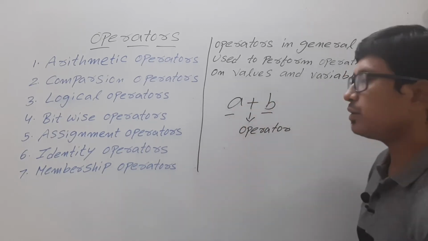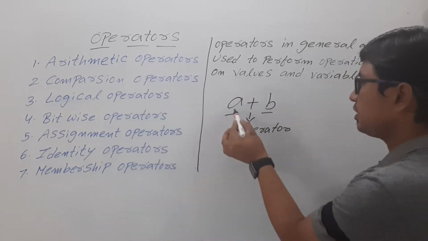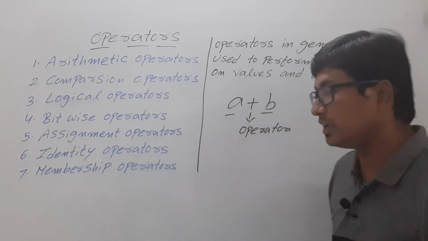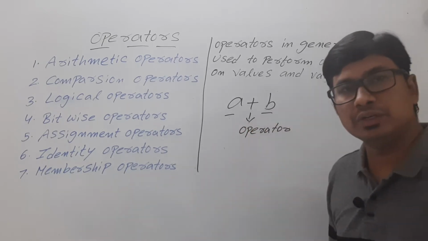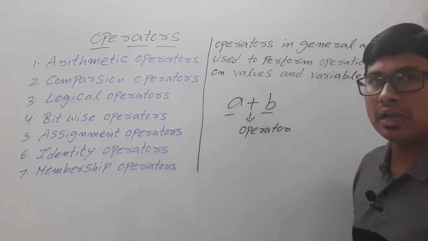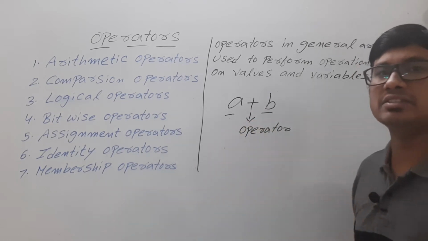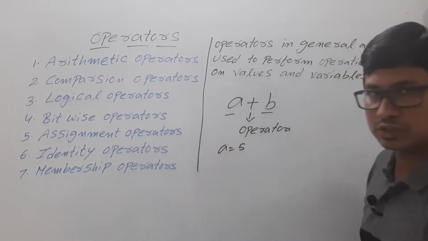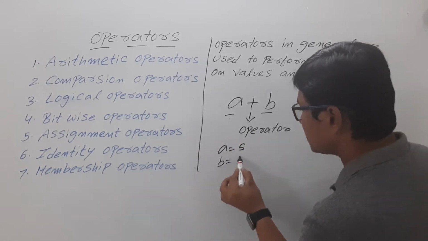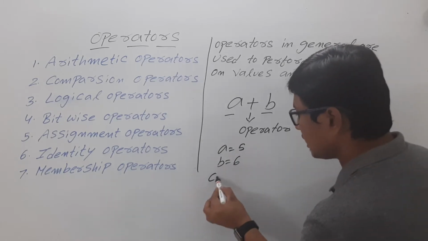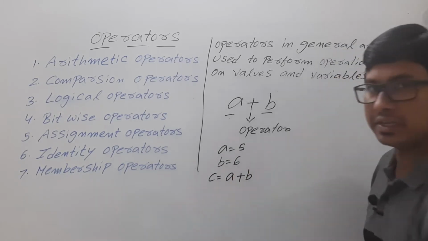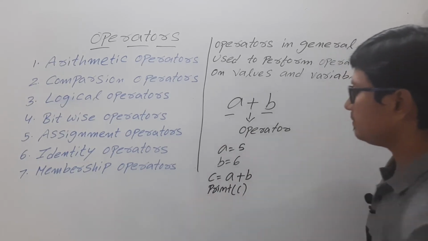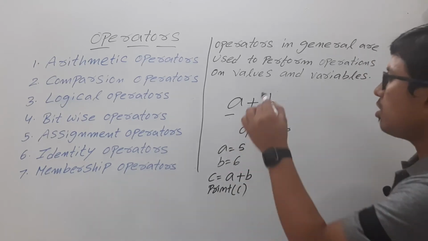In any programming language, if you give an expression called a plus b, whatever value is stored in the variable a and whatever value is stored in the variable b, the addition of those two values will be performed and the result will come. Is it clear? Suppose in the variable a value 5 is stored, in the variable b value 6 is stored, and you write c is equal to a plus b, and then another statement, print c. Then a plus b is an expression.